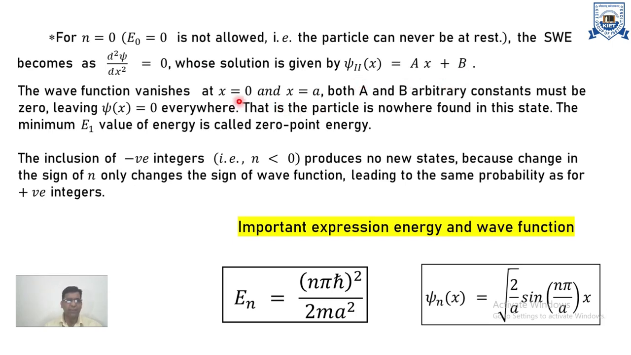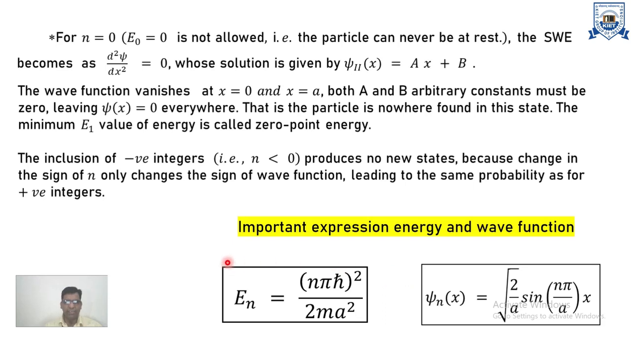For the two boundary conditions x equal to 0 and x equal to a, both constants A and B are arbitrary constants and must be 0, so the wave function will be 0. That is, the particle is not found in the state. Including negative integers, n less than 0, produces nothing new, because the change of sign of n is only a change in the sign of the wave function, giving the same probability.